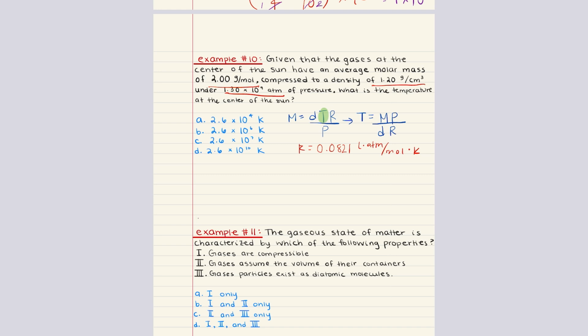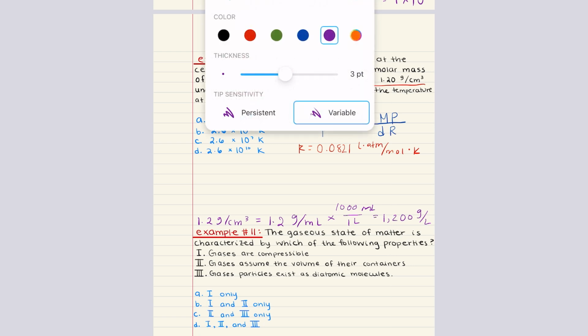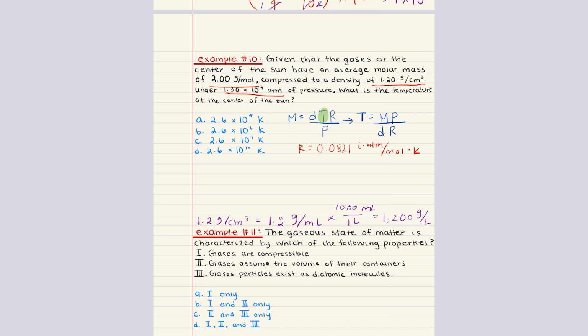So we have that density is 1.2 grams per cubic centimeter. Now 1 cubic centimeter is equal to 1 milliliter, so this is also equal to 1.2 grams per milliliter. And now we can convert this to liters by multiplying by the conversion factor. All right, 1 liter is equal to 1,000 milliliters, and this gives us our density as 1,200 grams per liter. Now we have all the variables and their appropriate units. We can go ahead and plug things into our equation.